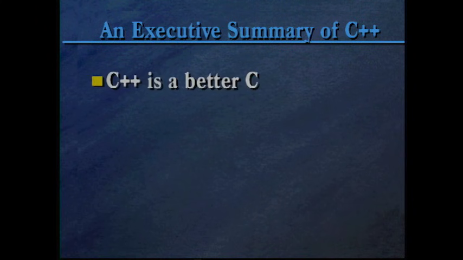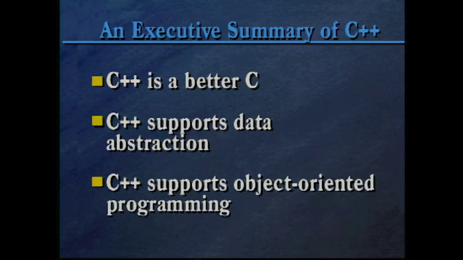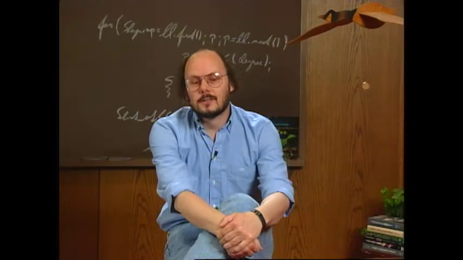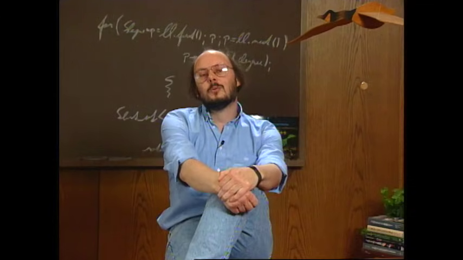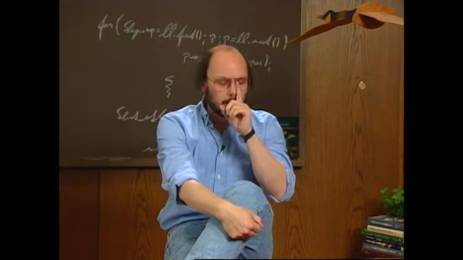C++ is a better C. It supports data abstraction and it supports object-oriented programming. I guess if you are a high executive, that's sufficient to understand the issue, but I guess I should explain myself a little bit more. C++ is a better C according to rather strict criteria for what better and what C means.